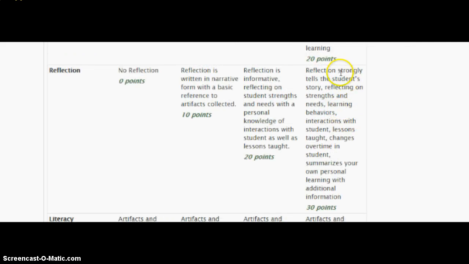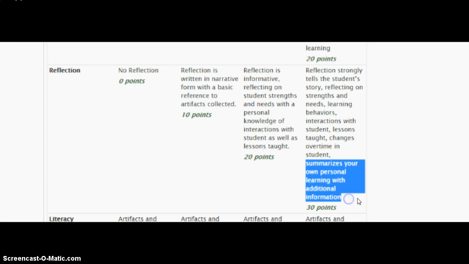In your reflection, you are strongly telling the student's story. You're reflecting on their strengths, their needs, specific learning behaviors that informed your practice, some of the interactions you had with the student that meaningfully impacted your practice. An overview of certain lessons that you taught. Not every single lesson. I'm not looking for a blow-by-blow account of every single time you went and worked with this student. I'm looking for overall ideas from the beginning, middle, and end of this experience. What changes did you note over time? And then summarize your own personal learning.